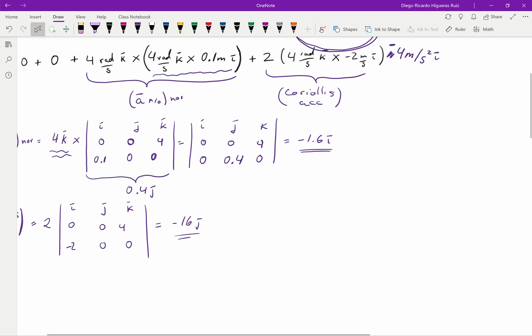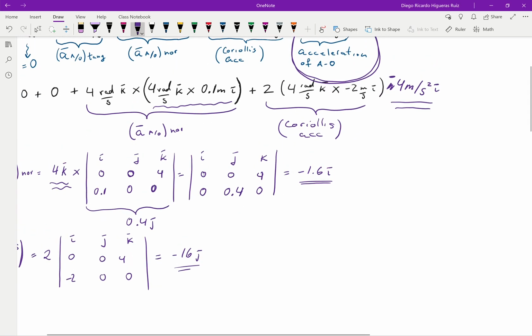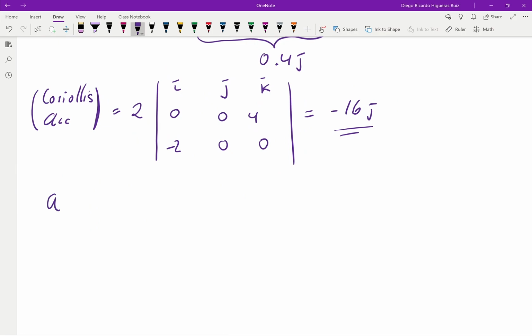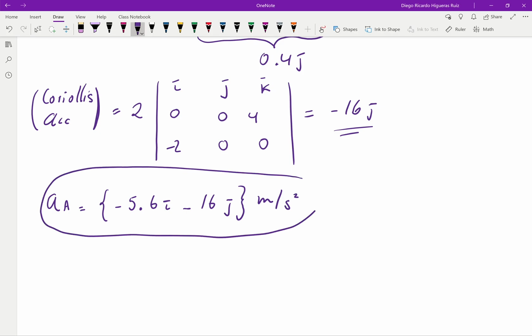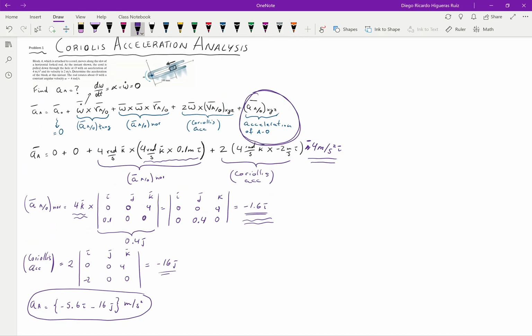All right. So that's important because that's gonna sum to this acceleration, and we are gonna have that the acceleration at A is equal to minus 5.6 i minus 16 j meters per second squared, and that's our acceleration of block A inside the forked rod.